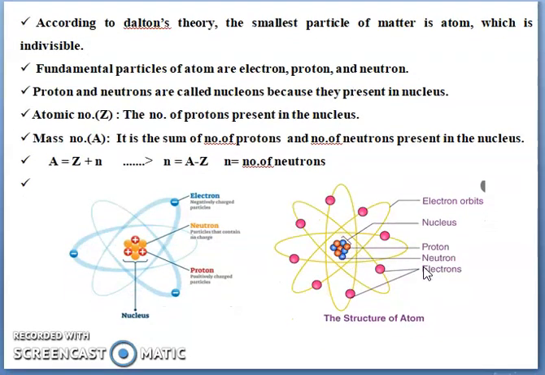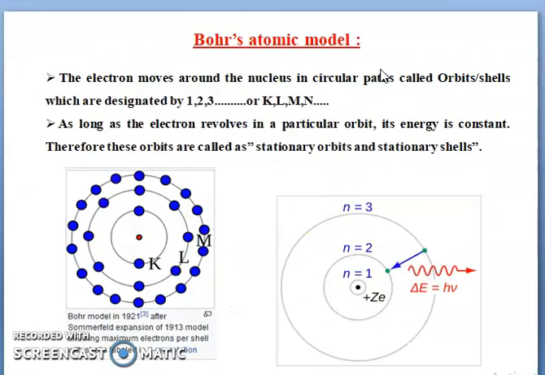You can see the first one, especially the Bohr atomic model. What is the concept of the Bohr atomic model? The electrons move around the nucleus in a circular path. It is called an orbit or shell, designated by numbers like 1, 2, 3, or by K, L, M, N. As the electron revolves in a particular orbit, its energy is constant. Therefore this orbit is called a stationary orbit or stationary shell. This is very important.